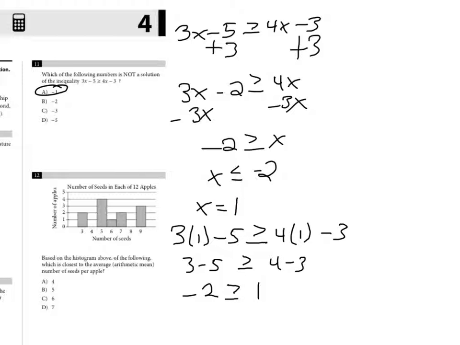So in this case, x less than or equal to negative 2 means any number less than or equal to negative 2 works. It's a solution. So the question is just asking, what's a number greater than negative 2? In this case, A, negative 1 is the only one that works.